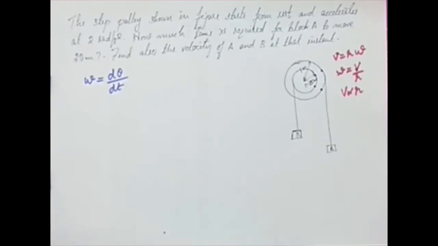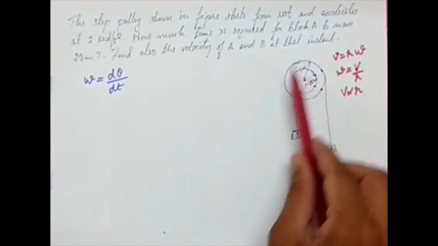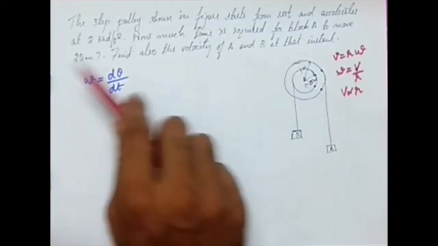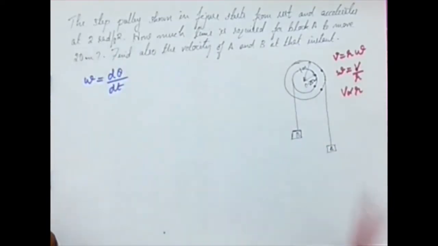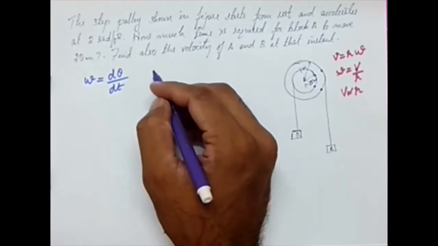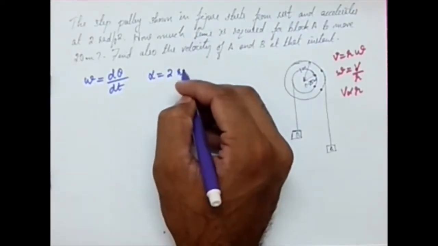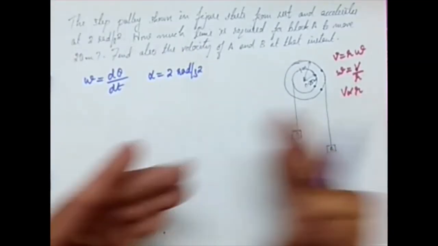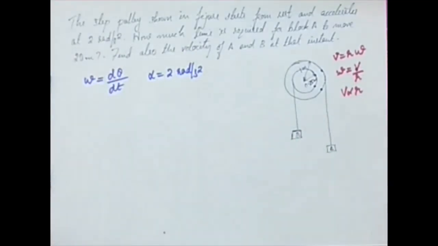Now we are moving to this particular problem. I know it is hard for you to see it, so I will read it for you. The step pulley shown in the figure starts from rest and accelerates at an angular acceleration alpha equal to 2 radian per second square. So initially it is at rest and it is accelerating at 2 radian per second square. It can be clockwise, it can be anti-clockwise. It's not mentioned till now.